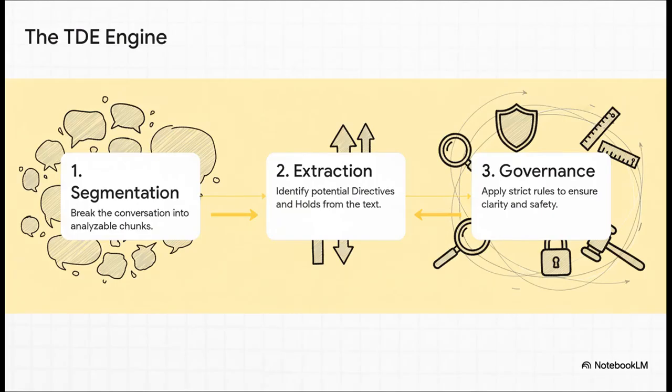So how does it work? It's basically a three-stage process. First, the engine chops up the conversation into small, manageable chunks. Second, it pulls out anything that looks like a directive or a potential hold. And then, the most important step, it applies a really strict set of governance rules to make sure every single output is clear, traceable, and safe to act on.